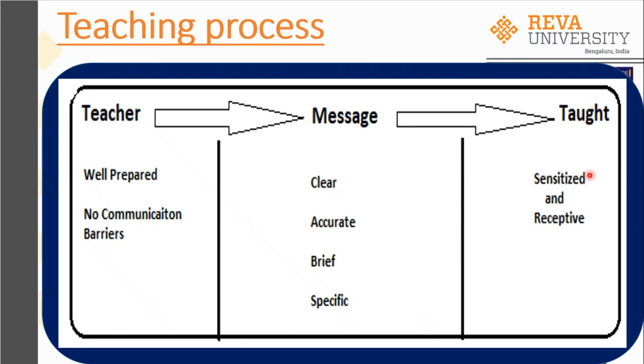Then the third entity is the one taught, that is the learner. The learner must always be sensitized and he must be receptive. What does it mean? Sensitized means whenever a teacher asks any question to the student after he or she teaches some concept, the student must be in a position to respond positively. That is called sensitized. And what is receptive? Whenever a teacher explains any concept, the student must be receptive. He must be able to receive or accept the new concepts explained by the teacher. Then he also should be in a position to apply them in the real world.